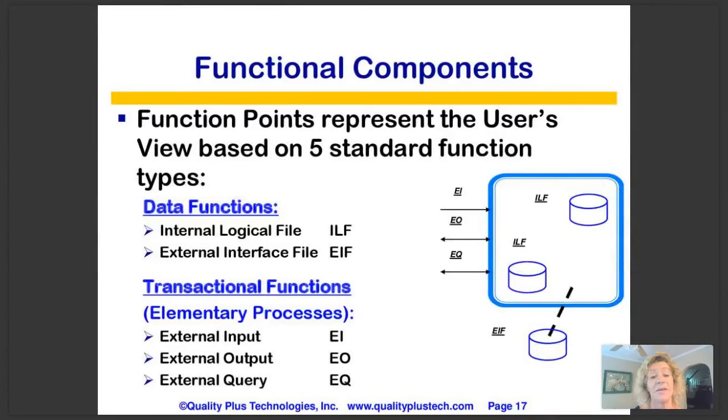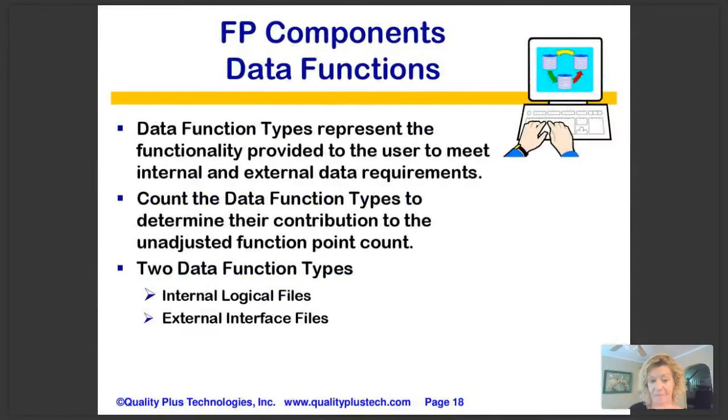Functional components. When we're talking about components or data functions, we're talking about ILFs or EIFs. When we're talking about function types, we've got two types: data function types and transactional function types. So the minute you hear data function, think of ILF or EIF. The minute you read transactional functions or elementary processes, think EIs, EOs, EQs.